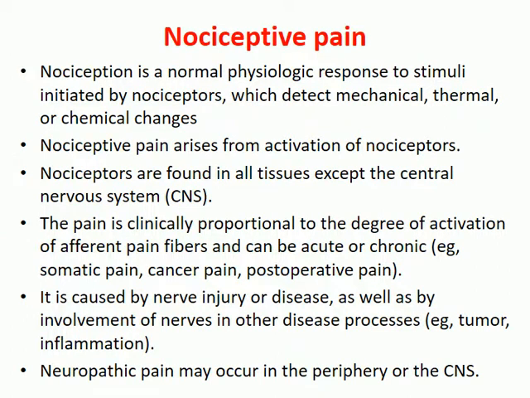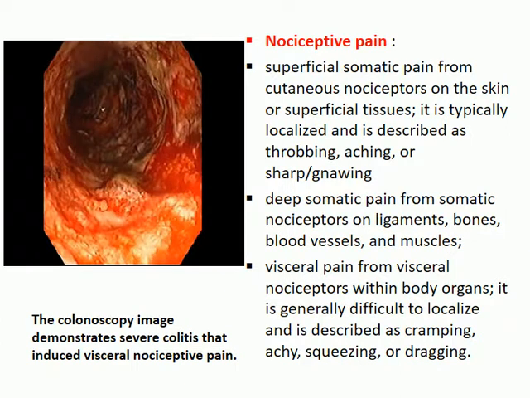Nociceptive pain. Nociception is a normal physiological response to stimuli initiated by nociceptors, which detect mechanical, thermal, or chemical changes. Nociceptive pain arises from activation of nociceptors. Nociceptors are found in all tissues except the central nervous system. The pain is clinically proportional to the degree of activation of afferent pain fibers and can be acute or chronic. Neuropathic pain is caused by nerve injuries or disease, as well as by involvement of nerves in other disease processes. It may occur in the periphery or in the central nervous system.